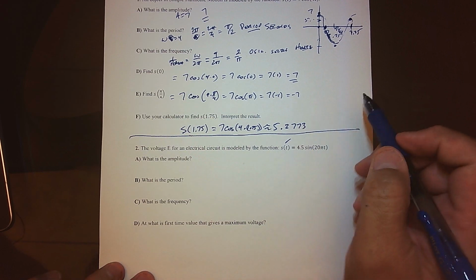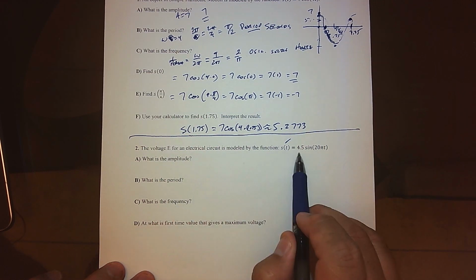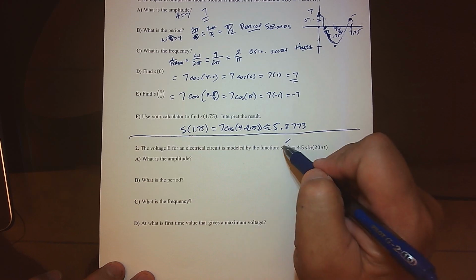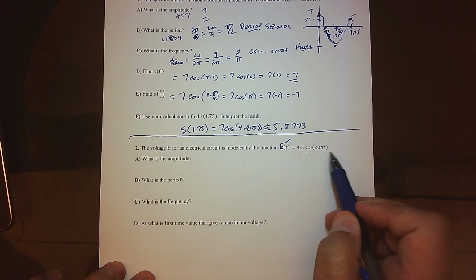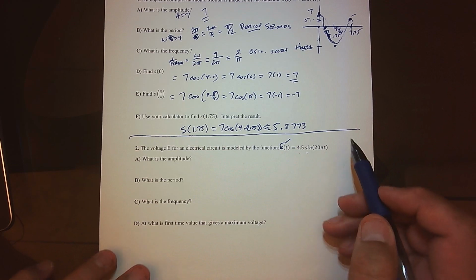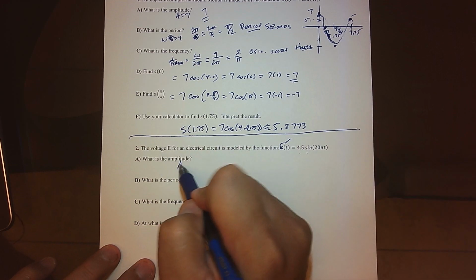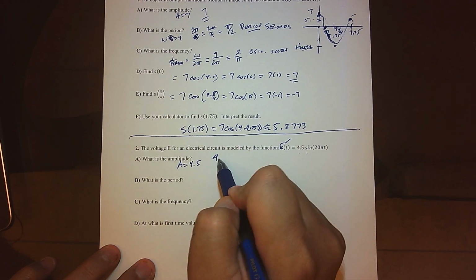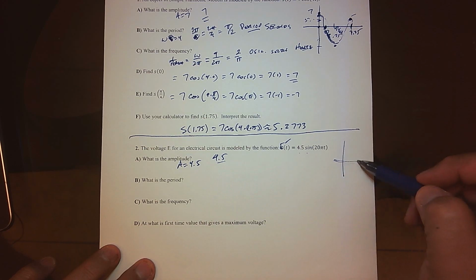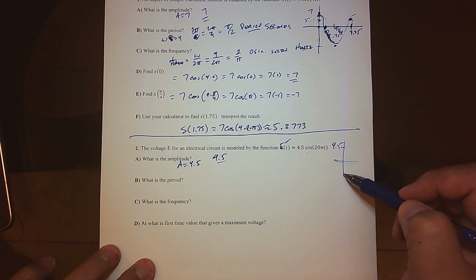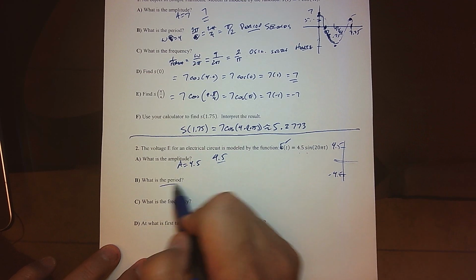So what's the amount of displacement that we have? Well, the voltage in the circuit is modeled by, I guess we even call that E of t, which is basically 4.5 times the sine of 20 pi t. So again, we know basically what A and omega are. So what's the amplitude? Well, A is 4.5. So there's your amplitude. Whatever this graph looks like, we're 4.5 above and negative 4.5 below the equilibrium.